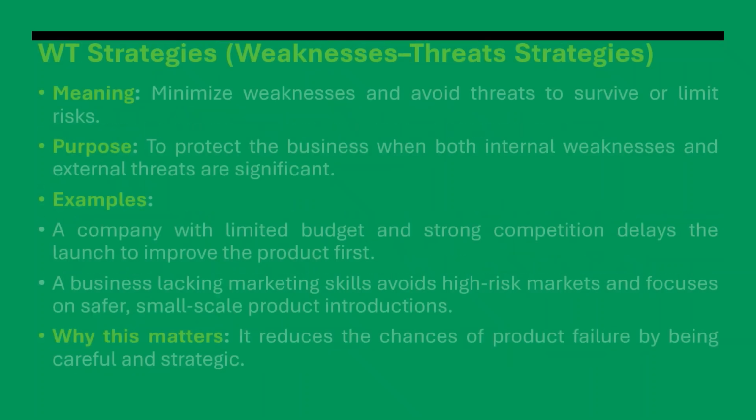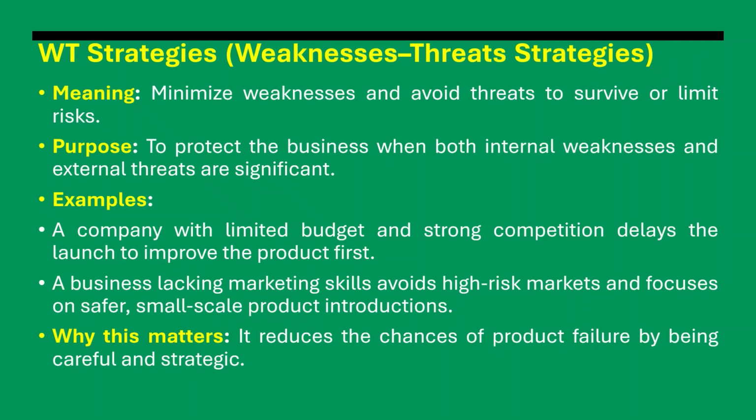4. WT Strategies. Weaknesses, Threats, Strategies. Meaning, minimize weaknesses and avoid threats to survive or limit risks. Purpose, to protect the business when both internal weaknesses and external threats are significant. Examples. A company with limited budget and strong competition delays the launch to improve the product first. A business lacking marketing skills avoids high-risk markets and focuses on safer, small-scale product introductions. Why this matters? It reduces the chances of product failure by being careful and strategic.